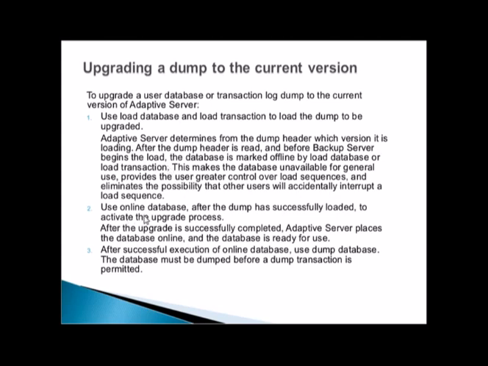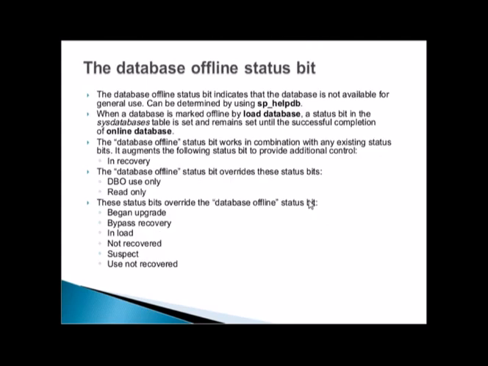Then you can use online database after the dump is successfully loaded to activate the upgrade process. After the upgrade process is successfully completed, Adaptive Server places the database online and the database is ready for use. After the successful execution of online database, use dump database. The database must be dumped before the dump transaction is permitted. We have been talking about this again and again. That's how you can upgrade an old version database to a current version.